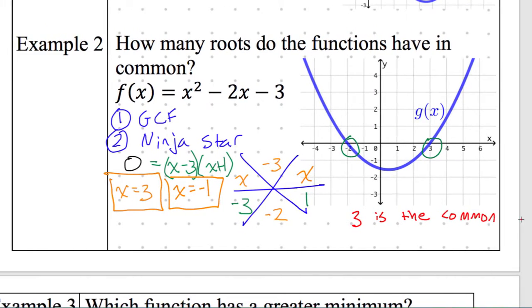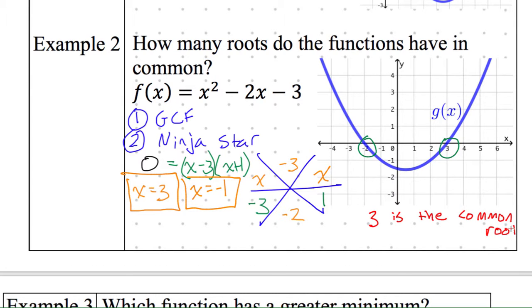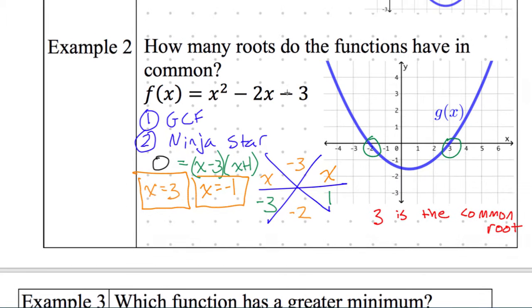Do I have enough room over here? Common root. Why is this not zoomed out properly? Fit width. 3 is the common root. So if there's only one of them, the answer was 1 root in common. Thank you, Cheyenne.